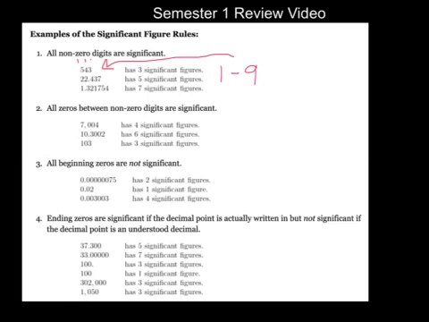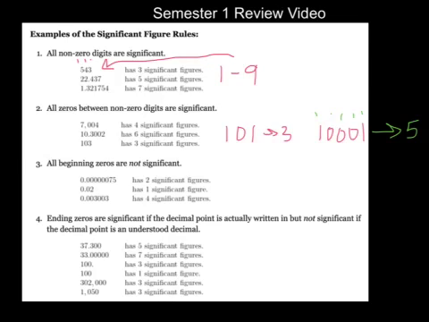Rule 2. All zeros between non-zero digits are significant. Alright, so if we have bracketed zeros, this has 3 significant figures. Okay, then we're going to have 1, 2, 3, 4, 5 significant figures here.